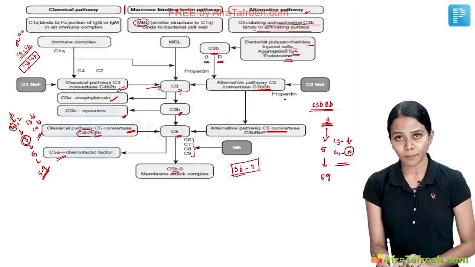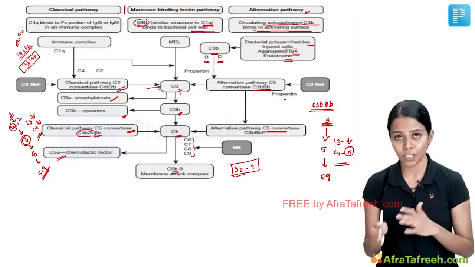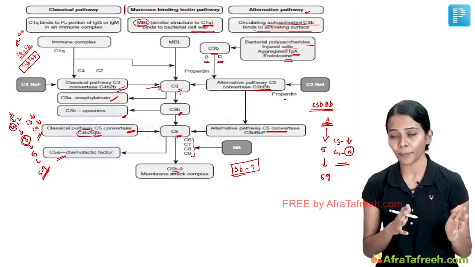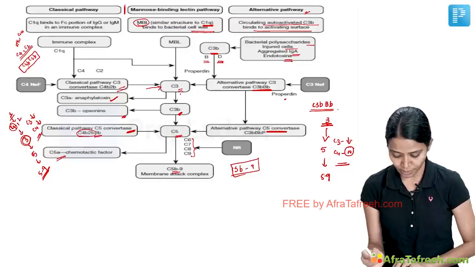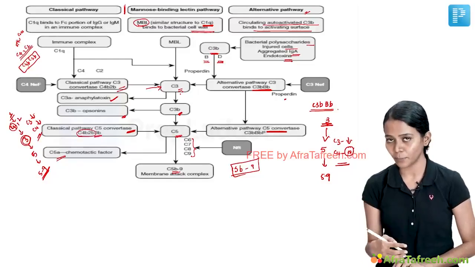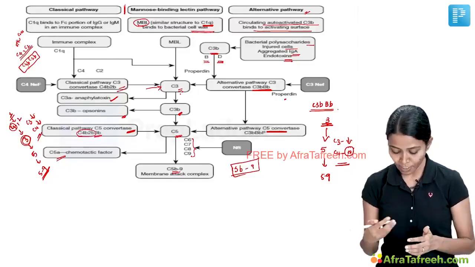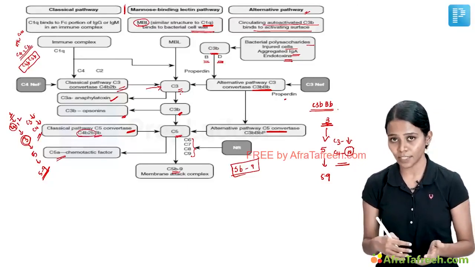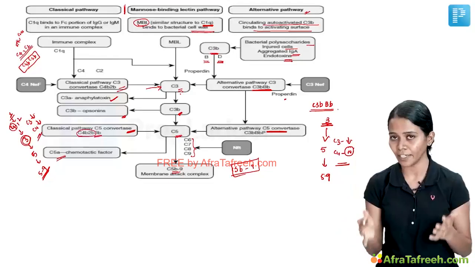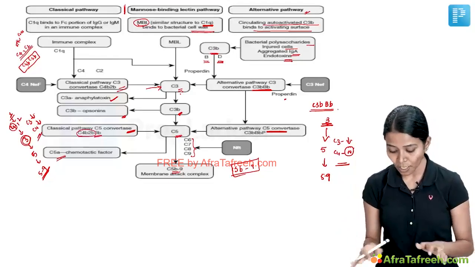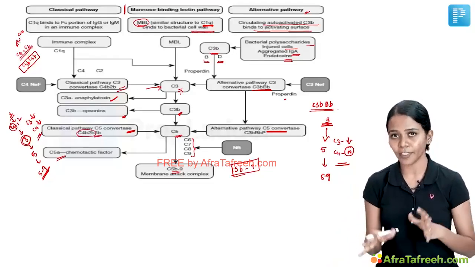Mannose binding lectin pathway: the structure is similar to C1q and it is going to bind to the bacterial cell wall. Okay. So, this goes and acts on C3, forms C3b, again there is formation of C3 convertase, C5 convertase and finally membrane attack complex. Okay. So, this is about the complement pathway.